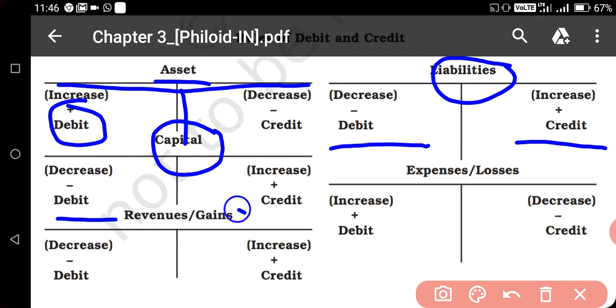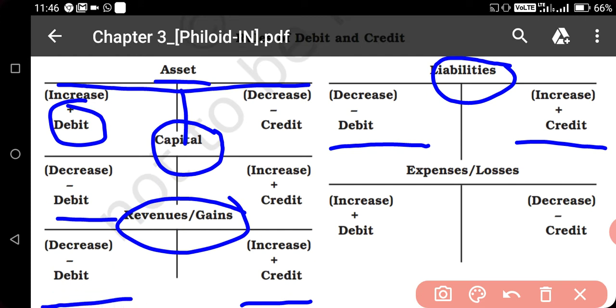Same here in the revenue account. Revenue account or gain account again indicates the credit. If you are earning something, then your credit balance will be increased. If you are reducing your revenue, then your debit side will be indicating.